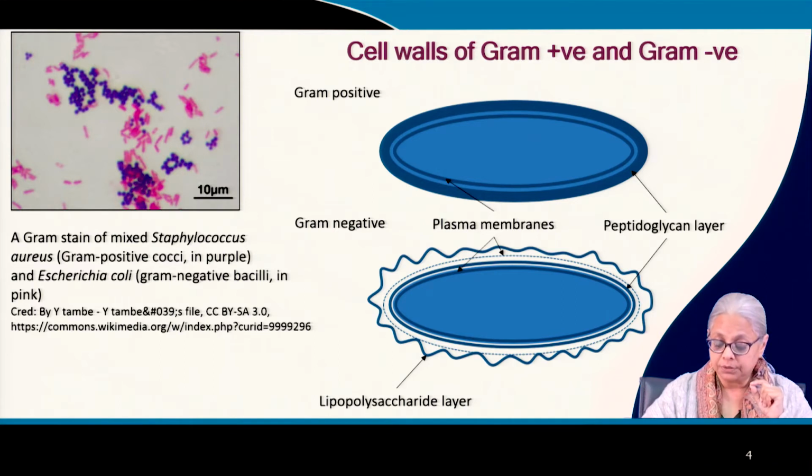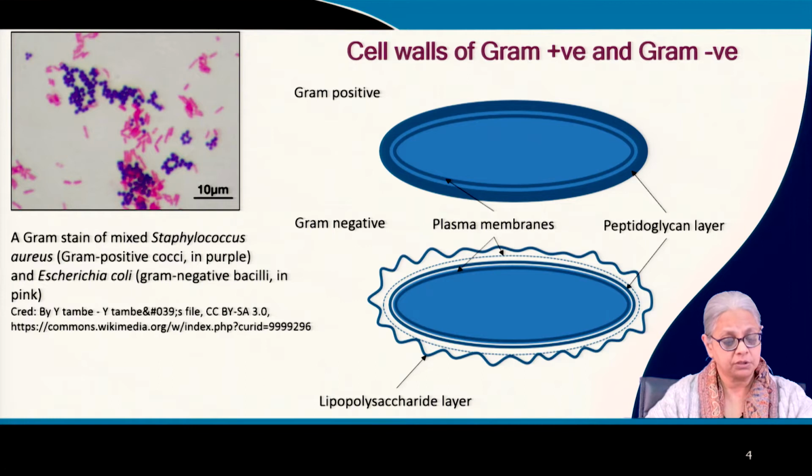Now, the cells that have a thin peptidoglycan layer are unable to hold on to the crystal violet stain. So they get decolorized by alcohol, and then when safranin is added, they turn red. That's the counterstain. The gram-positive cells have a thick peptidoglycan layer, so when they are stained by crystal violet, they retain that stain, and when alcohol is applied, they do not get decolorized, and when the safranin is added, they remain purple. So purple is a darker color. The color remains the same.